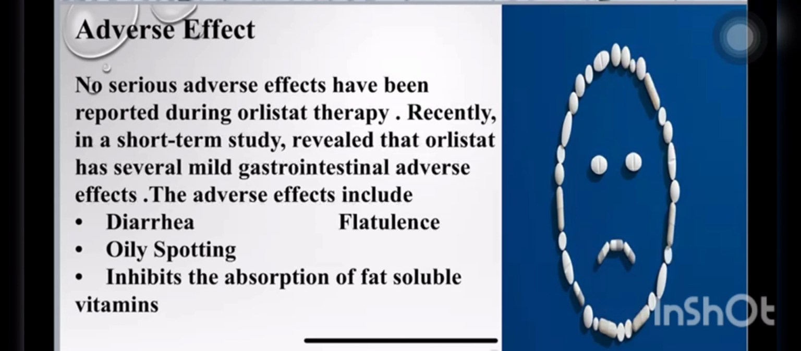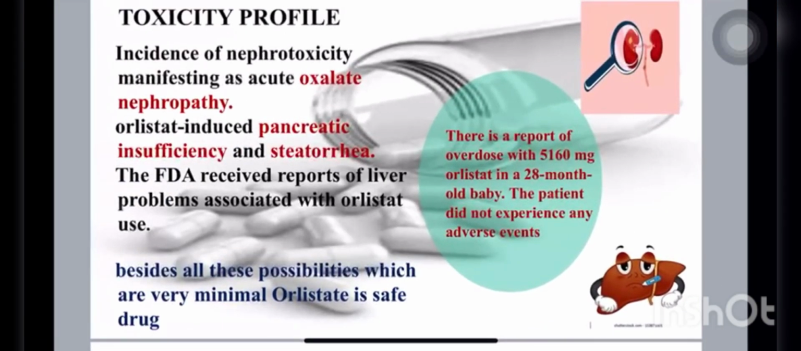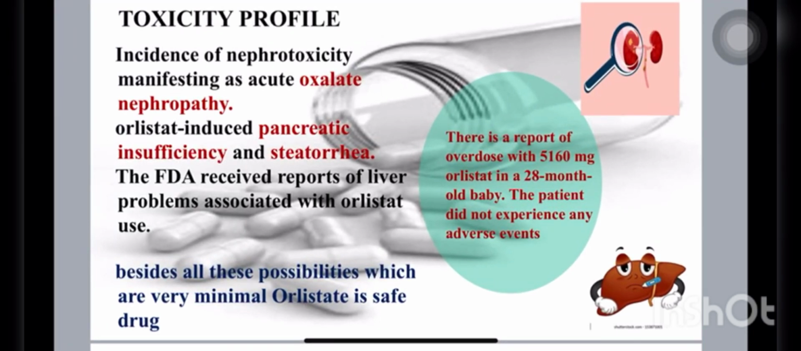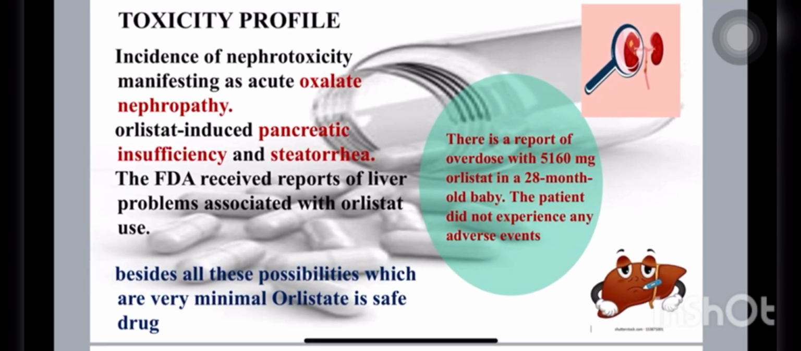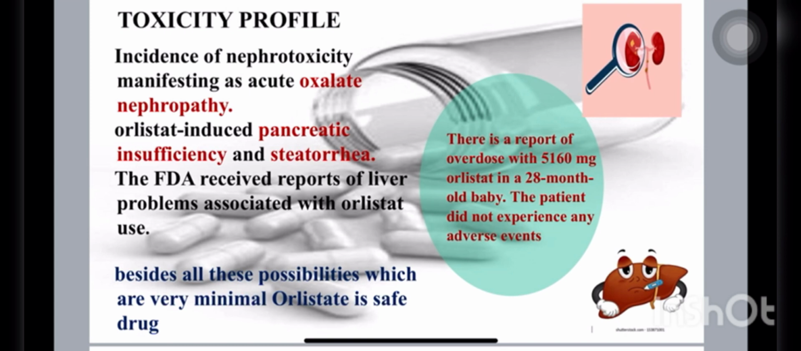Recently, a short-term study revealed that Orlistat has several mild GIT adverse effects, which include diarrhea, oily spotting, flatulence, and inhibition of the absorption of fat-soluble vitamins. Hence, Orlistat is a safe drug to use. Here is the toxicity profile: incidence of nephrotoxicity manifesting as acute oxalate nephropathy, Orlistat-induced pancreatic insufficiency and steatorrhea. The FDA received reports of liver problems associated with Orlistat use. Besides all these possibilities, which are minimal, Orlistat is a safe drug.